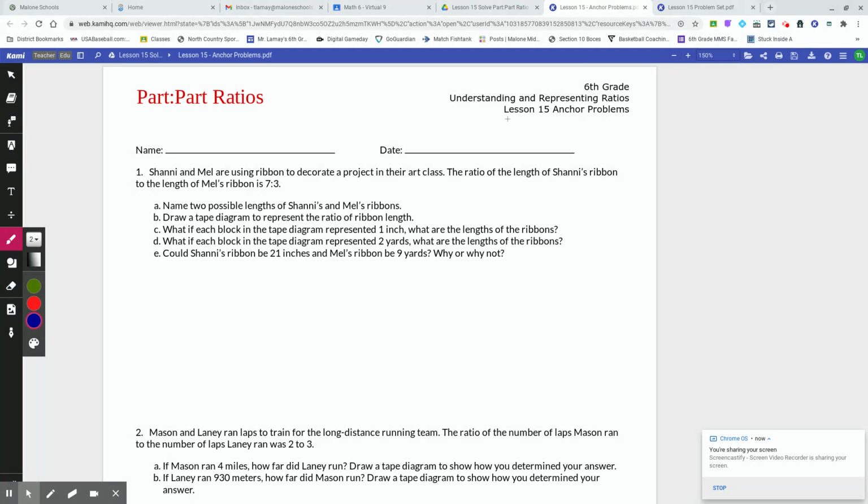All right, so we're up to lesson 15, and I know I skipped lesson 14. Lesson 14 was a review lesson, so I skipped it and moved right on to 15.